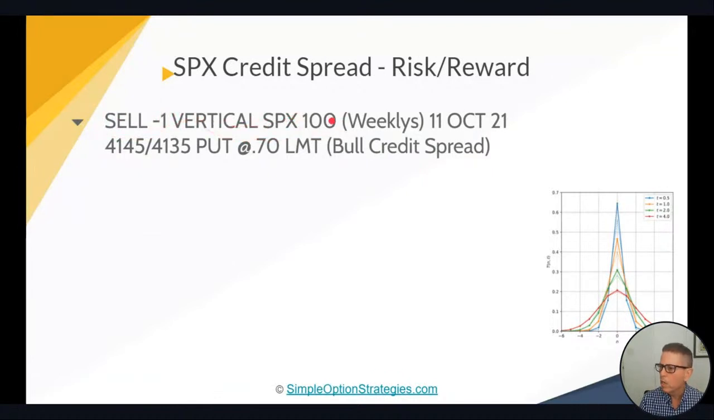The 100 means 100 shares per contract. It doesn't mean SPX 100 or 500. A lot of people get that confused, but it signifies that you're trading 100 shares of SPX with one contract. This is the expiration level, 11 October 21, and that's 6 days, basically 6 DTE. We're trading 41.45, 41.35. So this is a 10 wide put, and we're asking for a 70 cent limit.